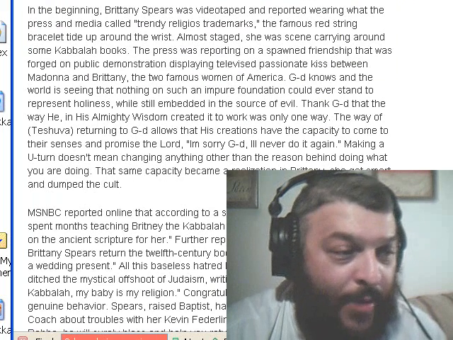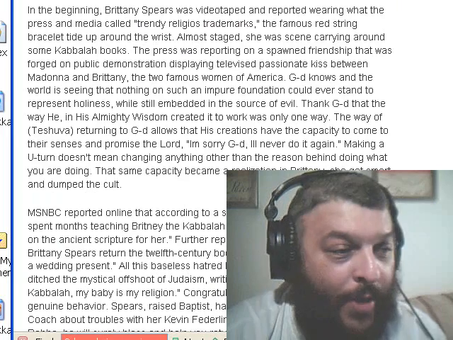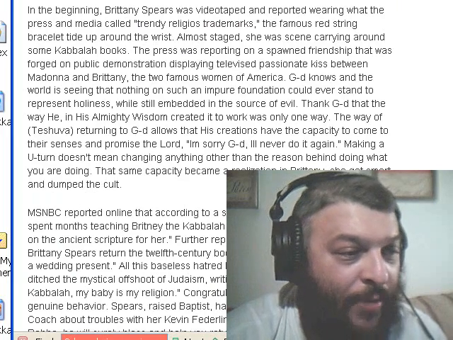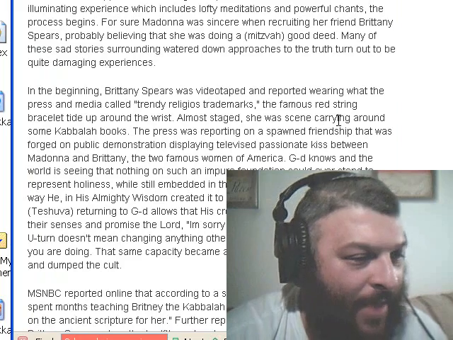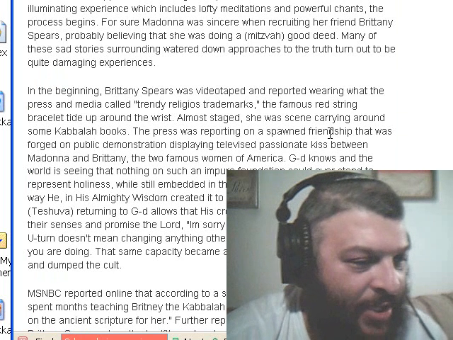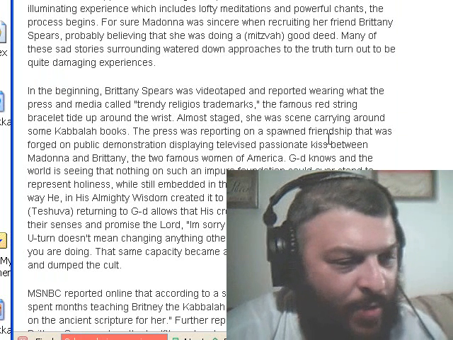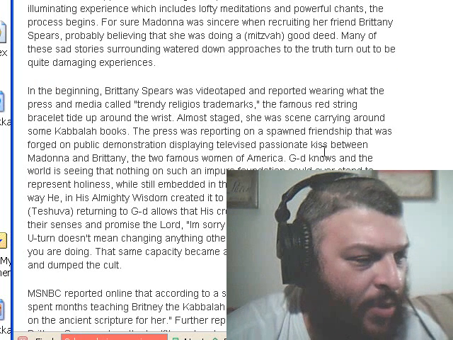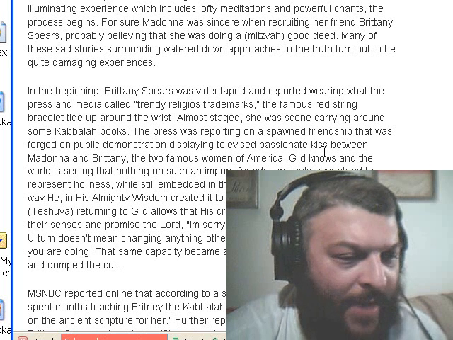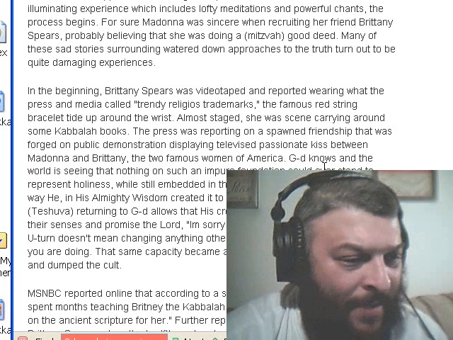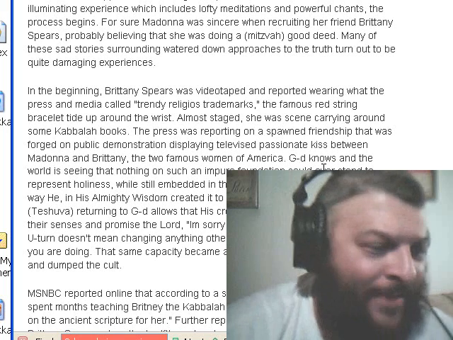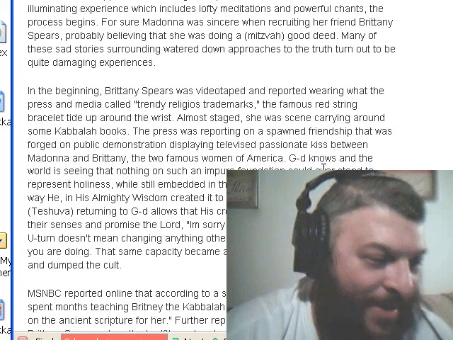In the beginning, Britney Spears was videotaped and reported wearing what the press and media called trendy religious trademarks. That famous red string bracelet tied up around the wrist, almost staged. She was seen carrying around some Kabbalah books. The press was reporting on a spawned friendship that was forged on public demonstration displaying a televised passionate kiss between Madonna and Britney. The two famous women of America.